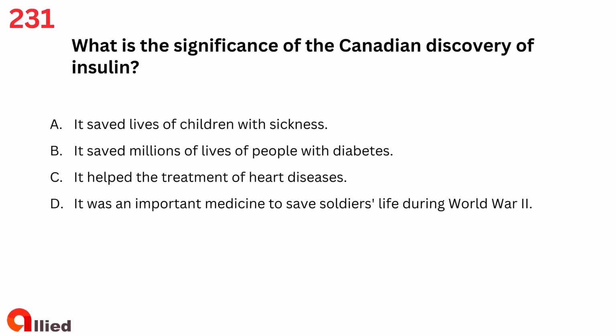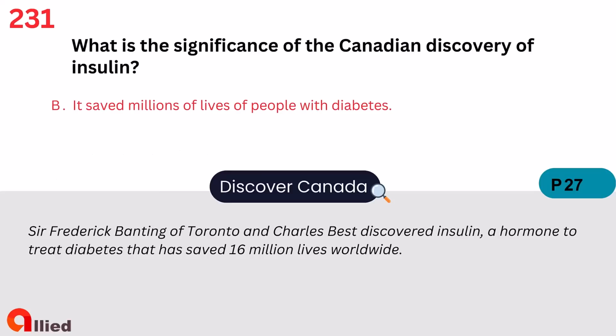Question 231. What is the significance of the Canadian discovery of insulin? A. It saved lives of children with sickness. B. It saved millions of lives of people with diabetes. C. It helped the treatment of heart diseases. D. It was an important medicine to save soldiers' life during World War II. The answer is B. It saved millions of lives of people with diabetes.